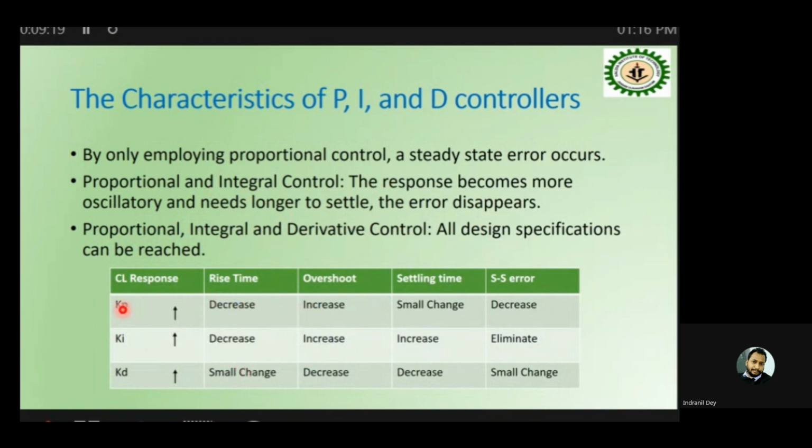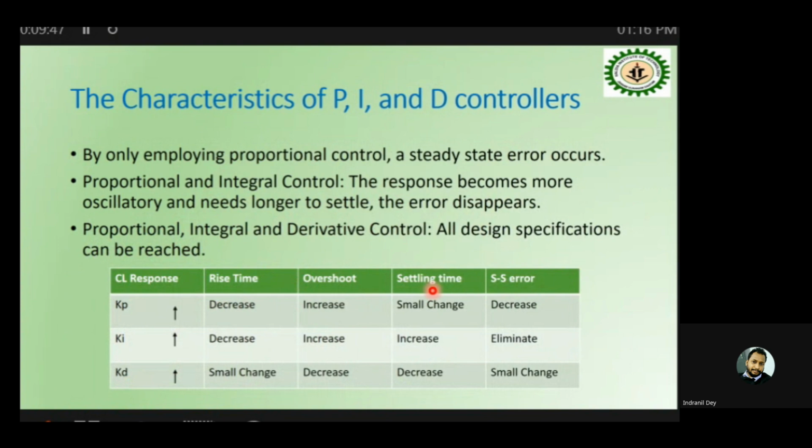At the same time, if we increase the proportional gain and integral gain, the overshoot will increase. If a system requires Kp equal to 100, and we increase it to 300, definitely it will increase the overshoot. The same thing happens for integral action also. But if we have a derivative controller and we increase the value of the derivative gain, it will decrease the overshoot. So these are the two important parameters.